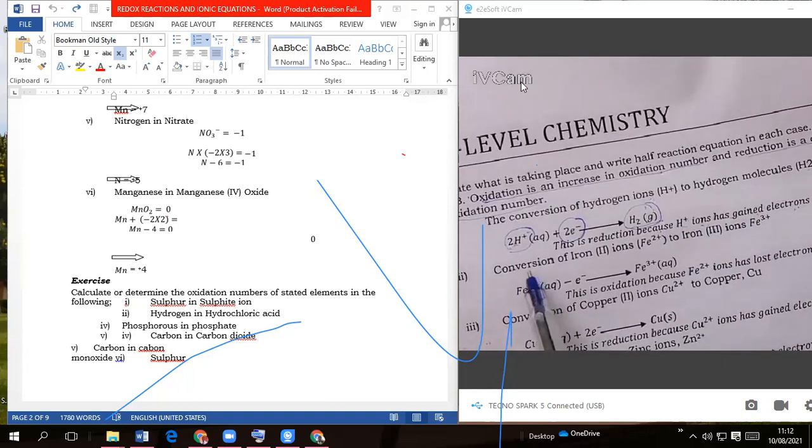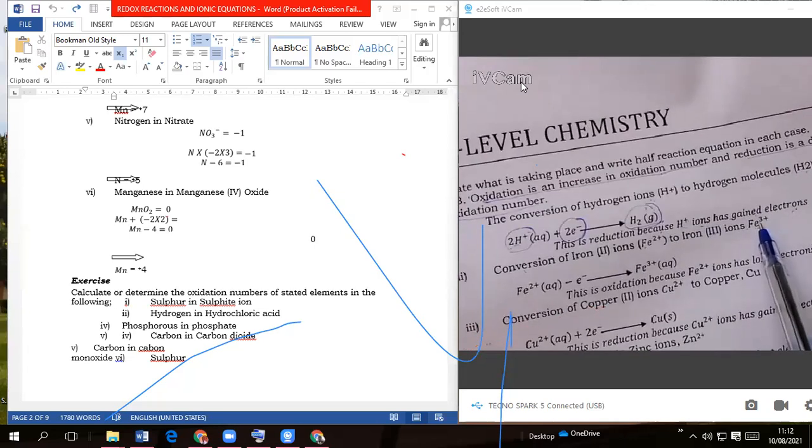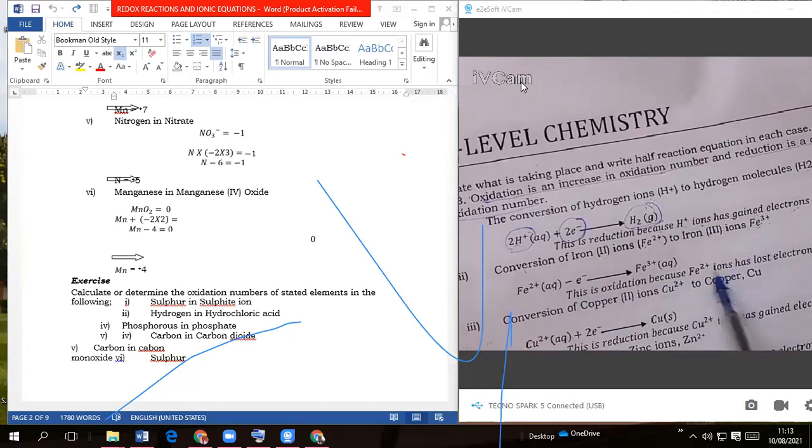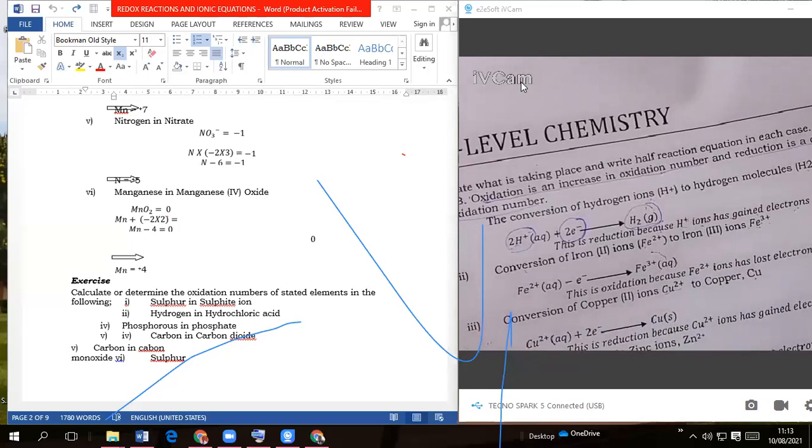So here we are going to look at the conversion of iron 2 to iron 3. If you convert from iron 2 to iron 3, that means there is an increase in oxidation number. So if the numbers increase, that means this is an oxidation reaction because iron 2 has lost electrons to become iron 3. So that is an oxidation. Now if copper 2 ions is converted to copper, that means this is a reduction because copper 2 ions have gained electrons to become copper solid.